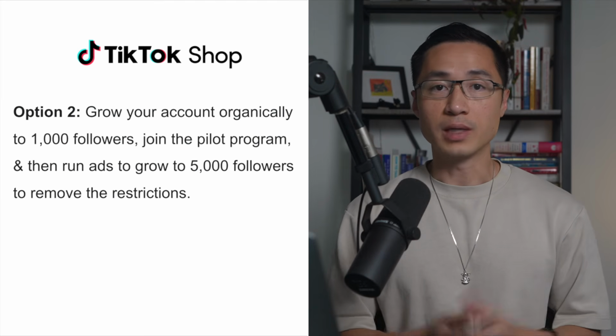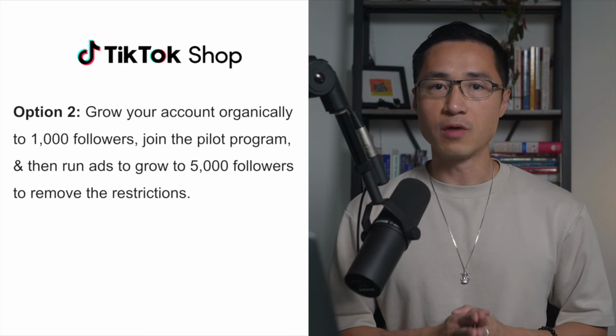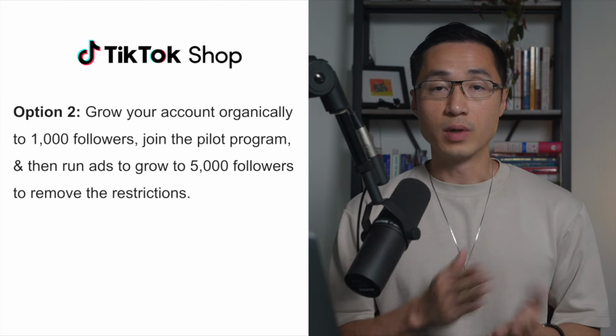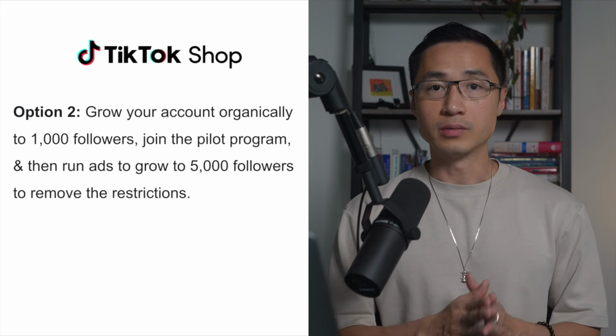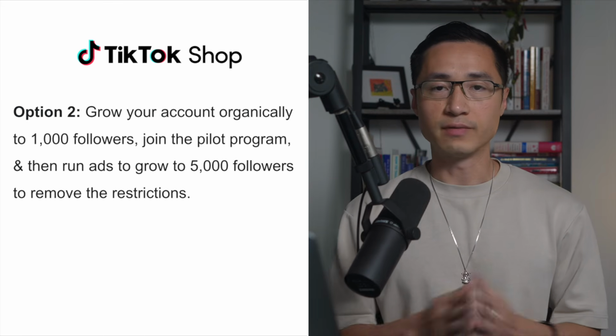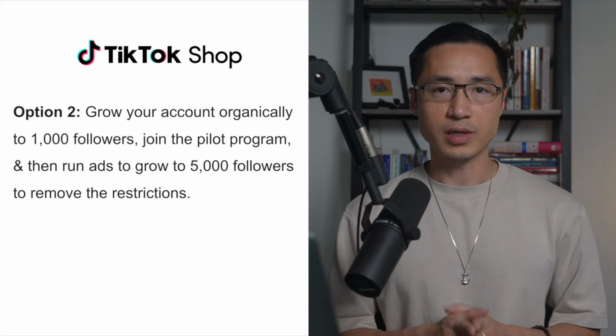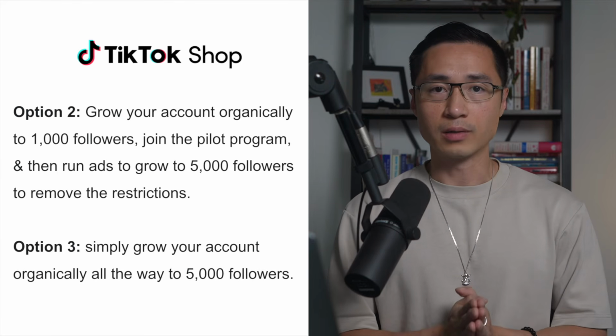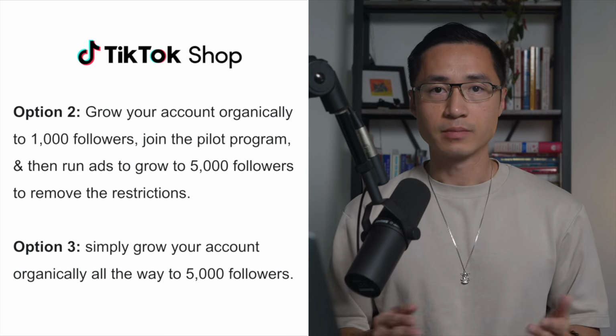Option 2 is a common method that a lot of people are using right now. It's to grow their account organically to 1,000 followers. And once they join the pilot program, they can start to run ads to grow their account to 5,000 followers to remove the restrictions. And then option number 3, you can simply grow your account organically all the way to 5,000 followers, and then you can apply for full access. So that's exactly how to become a TikTok Shop affiliate.